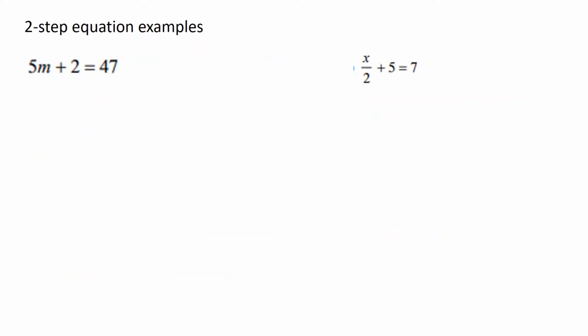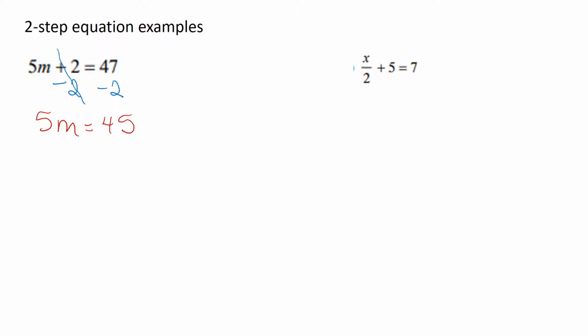We have two two-step equation examples that we're going to work together. So the first one, 5m plus 2 equals 47. We want to undo the addition or subtraction. So the opposite of a plus 2 would be minus 2 to both sides of the equal sign. That will cause the positive 2 and the negative 2 to cancel, leaving me with 5m equals 45.